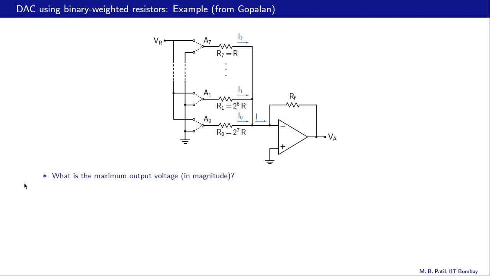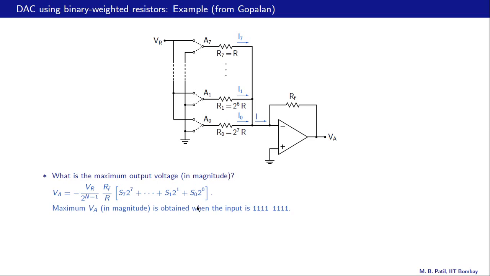Next question, what is the maximum output voltage in magnitude? Here is our VA, and note that it is negative, and that is why we have put magnitude in brackets over here. And when does the magnitude become maximum? That happens when the bracket becomes maximum. That means all these bits are equal to 1. So the maximum VA in magnitude is obtained when the input binary number is 11111111.